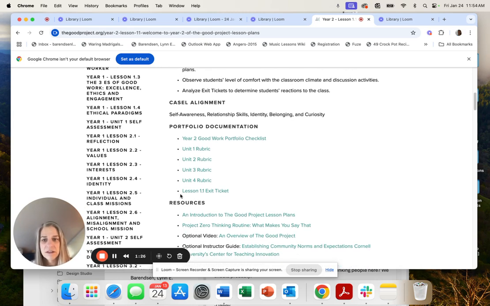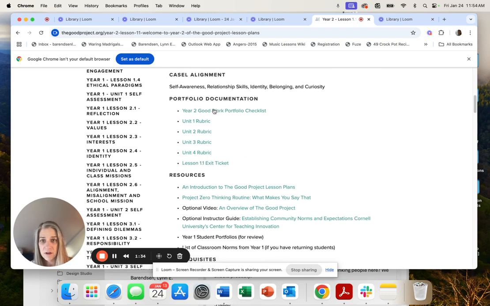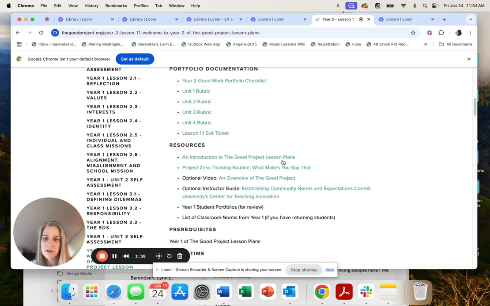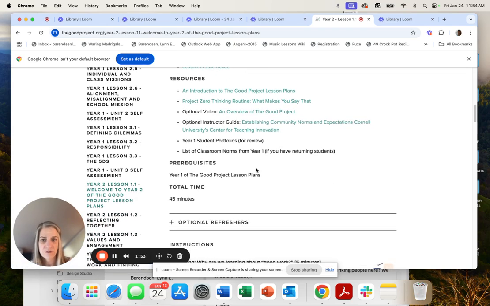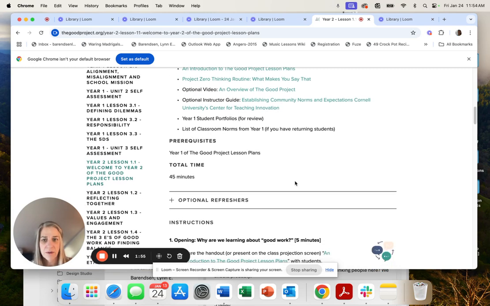Here are all of the different types of portfolio documentation. Again, because it's the introductory lesson, there are more here than there typically will be. These are all linked. I'm not going to go to them right now. And then a number of resources. An introduction, this was something used last year, but because it's been a while, you may want to refresh some of your students' memories. A thinking routine, an optional video, several different resources that we will see again below.